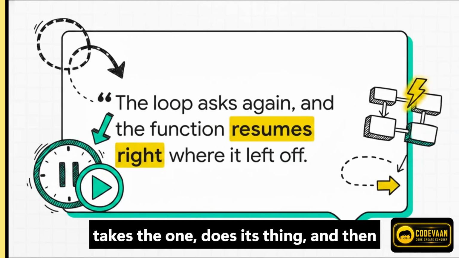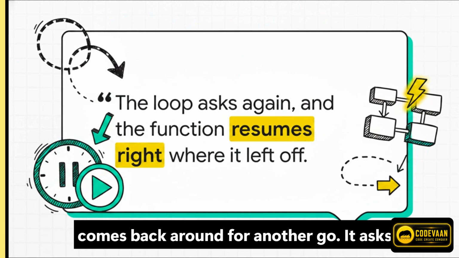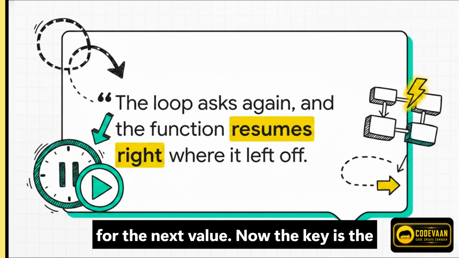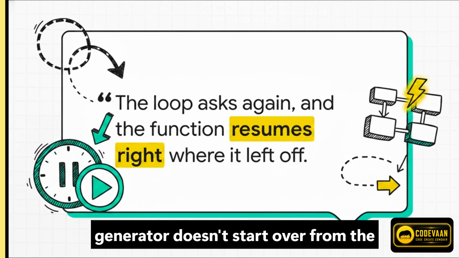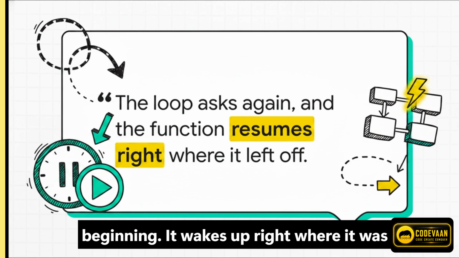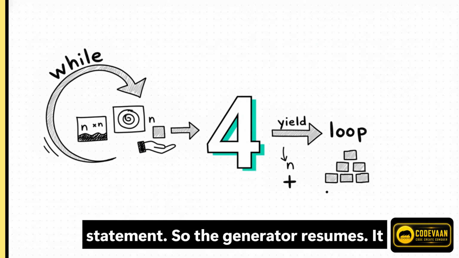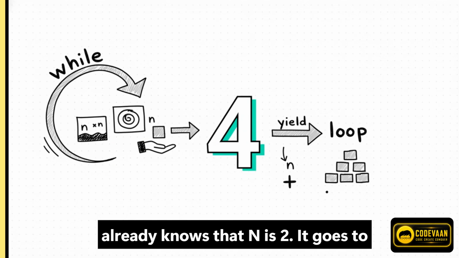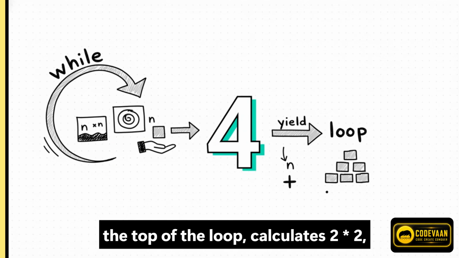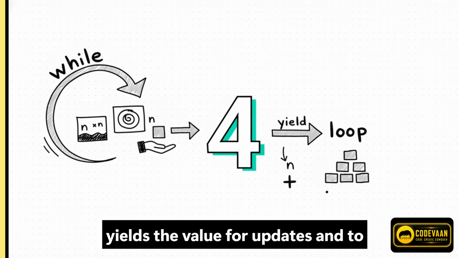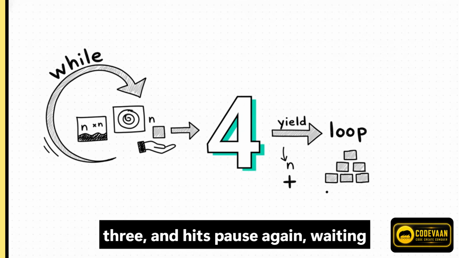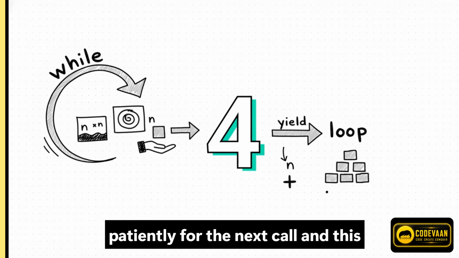So the for loop takes the 1, does its thing, and then comes back around for another go. It asks for the next value. Now the key is the generator doesn't start over from the beginning. It wakes up right where it was snoozing, right after that yield statement. So the generator resumes. It already knows that n is 2. It goes to the top of the loop, calculates 2 times 2, yields the value 4, updates n to 3, and hits pause again, waiting patiently for the next call.